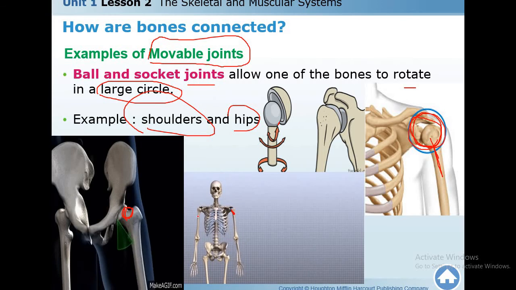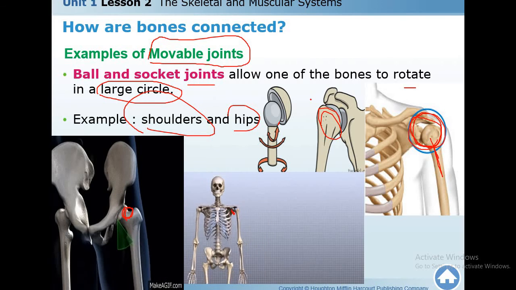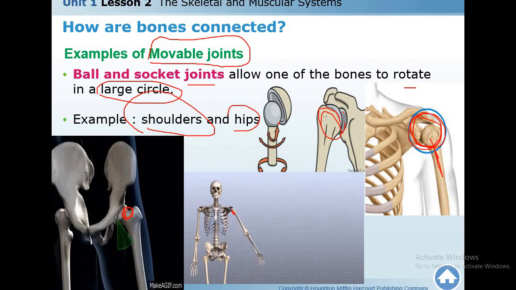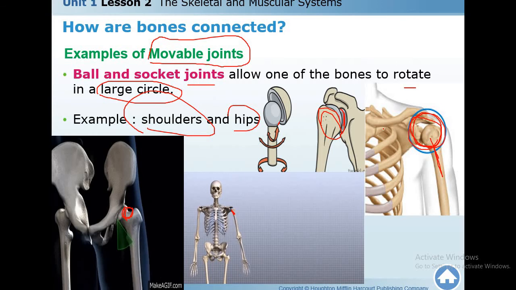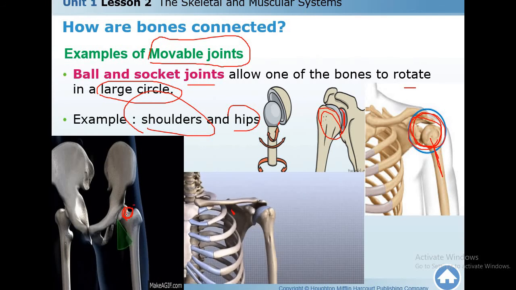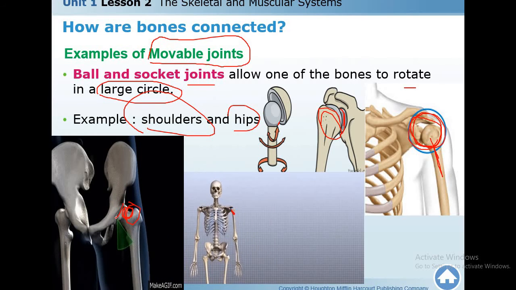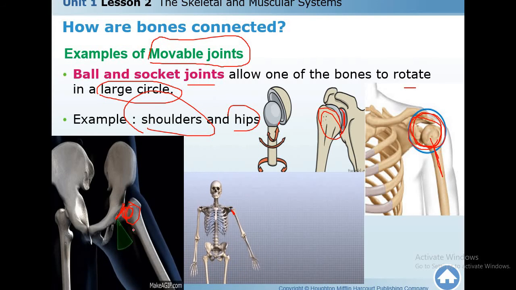It's like a ball. Look, it's like a ball. And this is called the socket. So it's called ball and socket, that allows one of the bones to rotate in a large circle, like the shoulder and hips. This is like a ball, and this is called the socket.